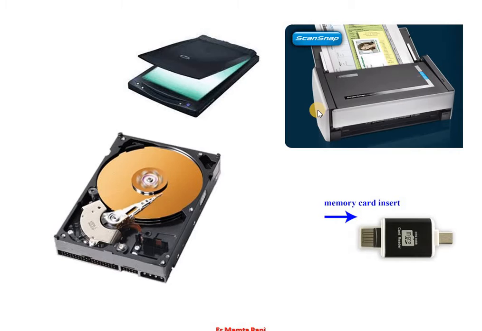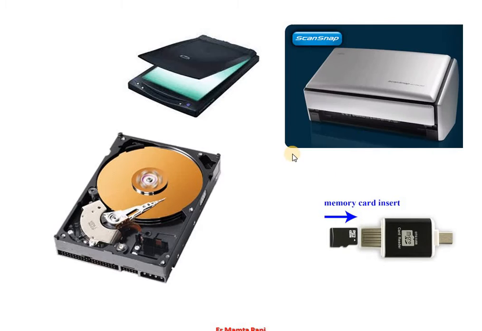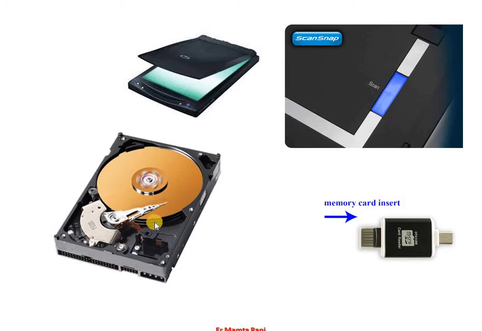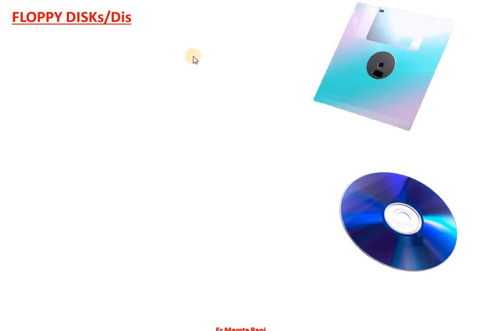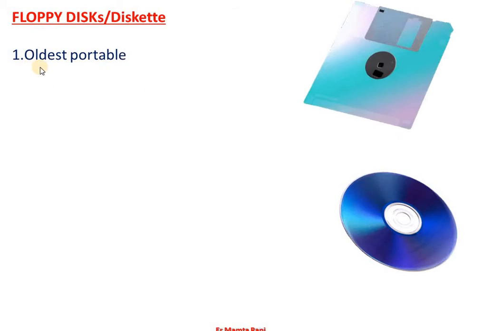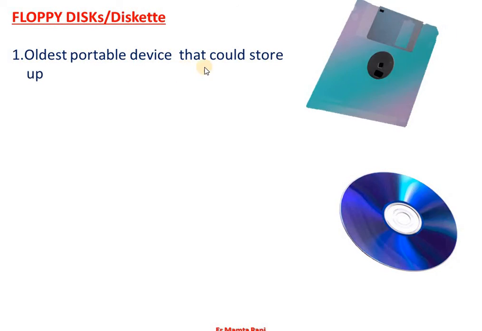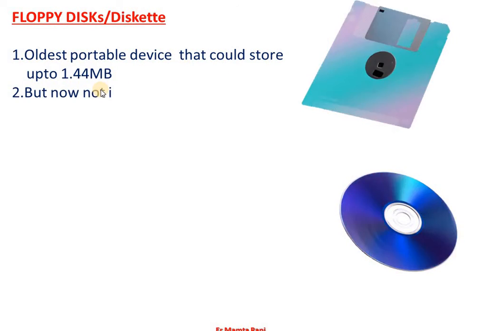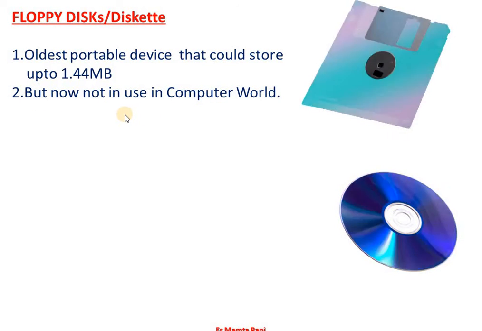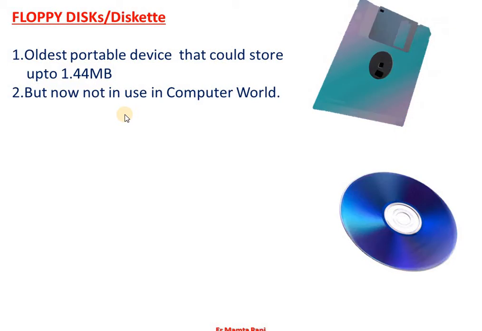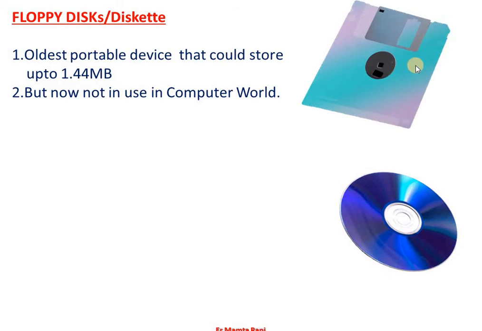Next, again input output devices. This is your scanner. This is again scanner. This is hard disk, and this is your memory card. Floppy disk. This is an example of floppy disk. This is the oldest portable device that could store up to 1.44 MB, but nowadays it is not in use, so you will not find it anywhere. So this is the example.